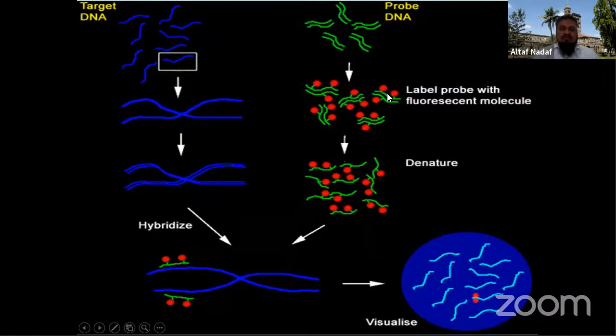You can see red balls attached to the green probe, which means the probe is labeled with a fluorescent molecule. You make it single-stranded by denaturing it, and then you allow it to hybridize. Over the body of the chromosome, where the complementary regions are, it goes and binds. You can see the binding here, and you can observe this binding under the microscope field. You can see the red dots on this chromosome. Like this, you can visualize it. This is how the FISH technique works.